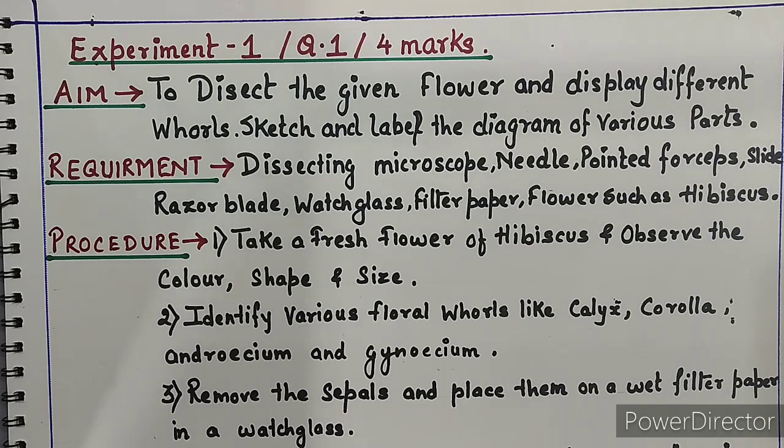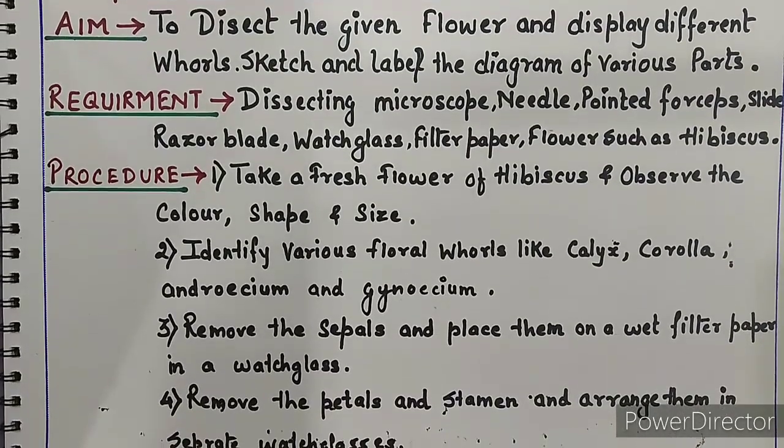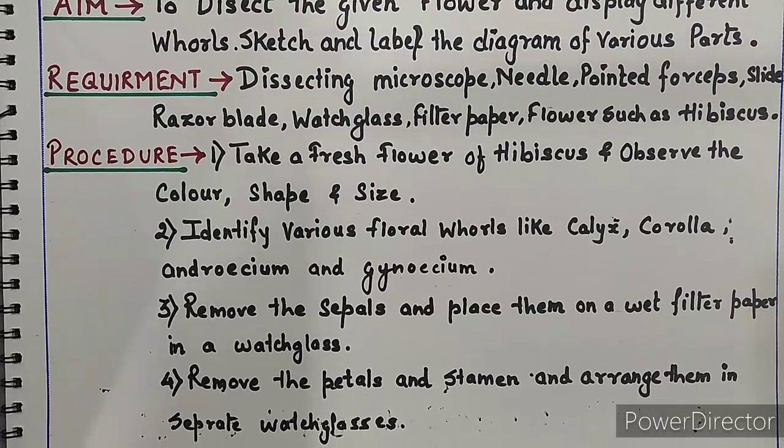You all have observed the hibiscus flower. The flower has very large red colored petals, so it is very handy to remove the petals of the hibiscus flower. Next, you will remove the petals and the stamens, and arrange them separately in a watch glass.